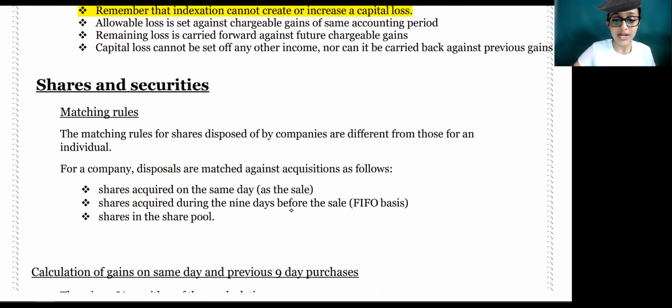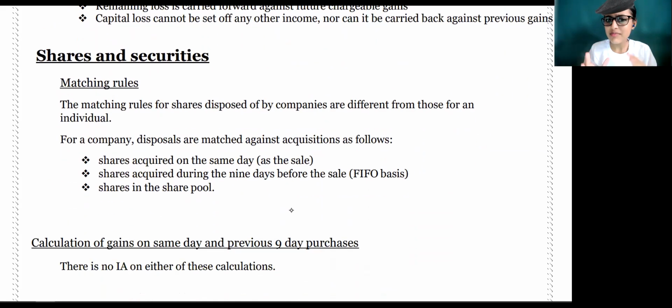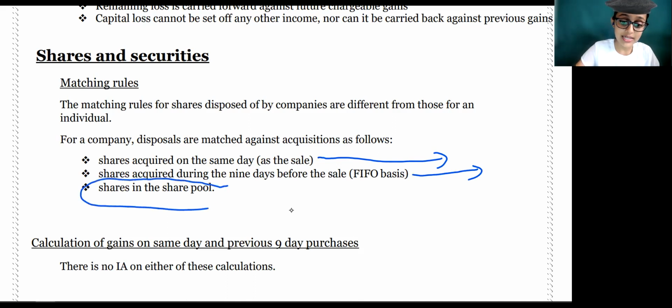All right. Now, when it comes to shares and securities, it is the same for individuals and companies, but only the matching rules are different. In the case of companies, the matching rules are same day, previous 9 days, and share pool. In the case of individuals, it is same day, following 30 days, and share pool. You don't have to calculate IA if it is a same day or previous 9-day purchase. Only in the case of share pool, you have to calculate IA.